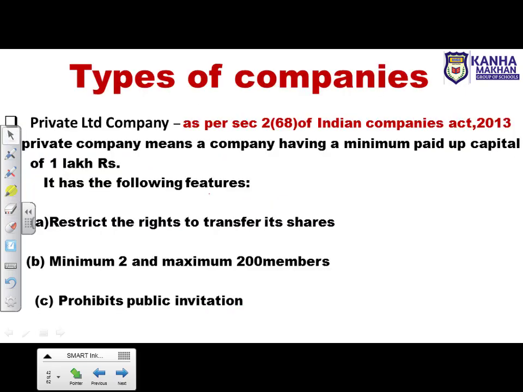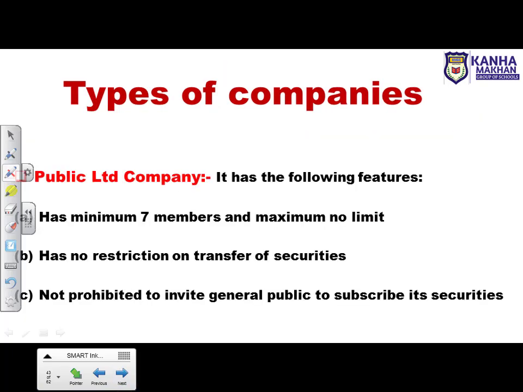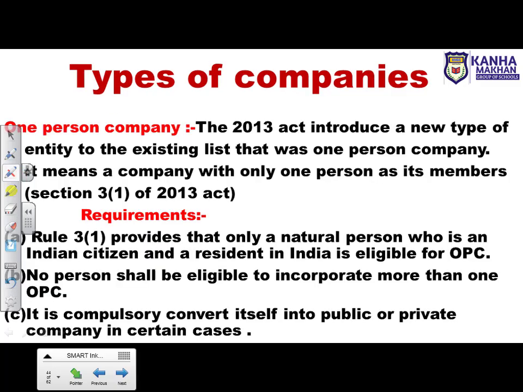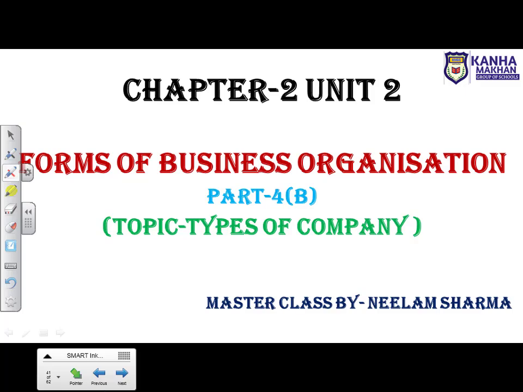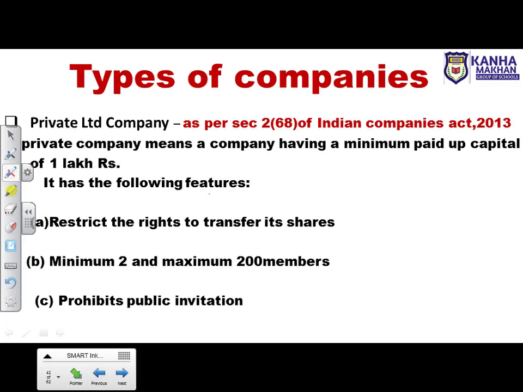So basically, there is a classification of a company on three bases. First one, private limited company. Second one, public limited company. And the third one, your one-person company. This company is new, right? The formation of this company is new. So we'll discuss each and everything in detail.